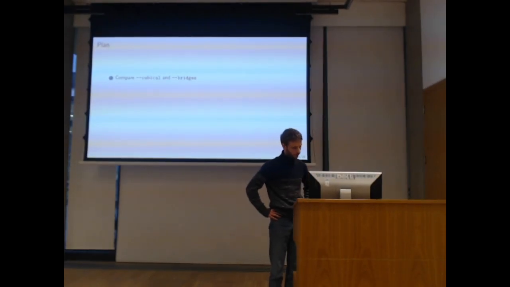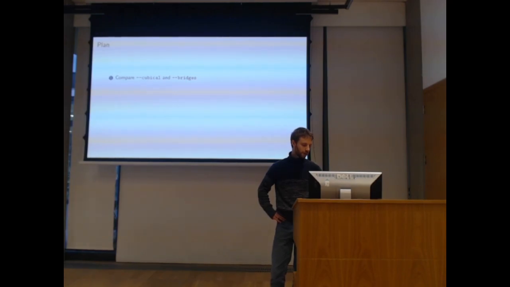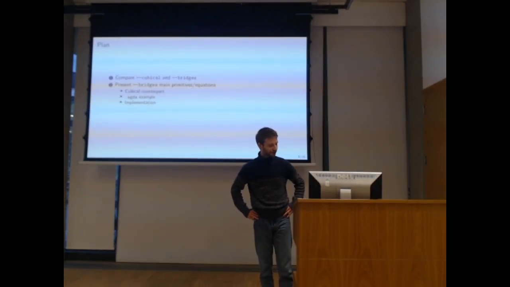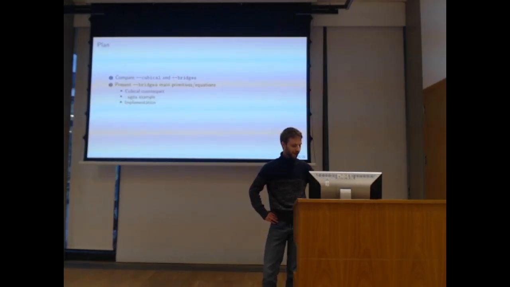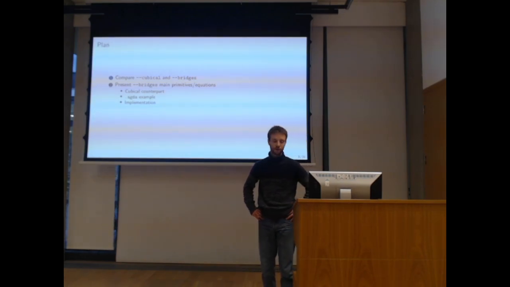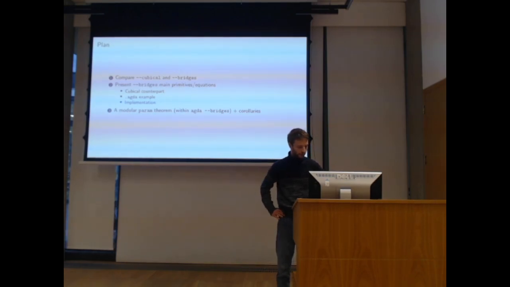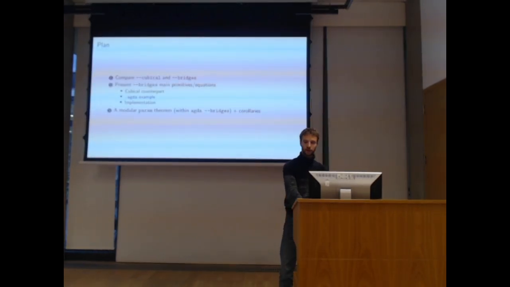So here is the plan of the talk. First, I'm going to draw a quick comparison between cubical and bridges, because it looks very similar, in fact. Next, I'm going to talk about bridges, main primitives and equations, and I will be giving the cubical counterpart, an Agda example, and I will say a word about the implementation as well. And I could prove a very general parametricity theorem within Agda bridges, and I try to make it modular, and we'll talk about that in the last parts of the talk.